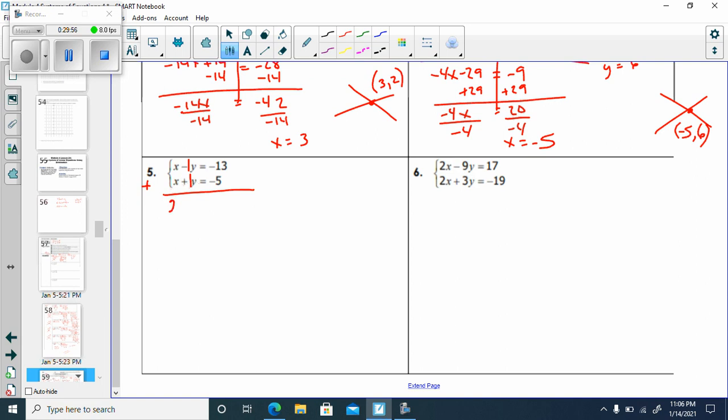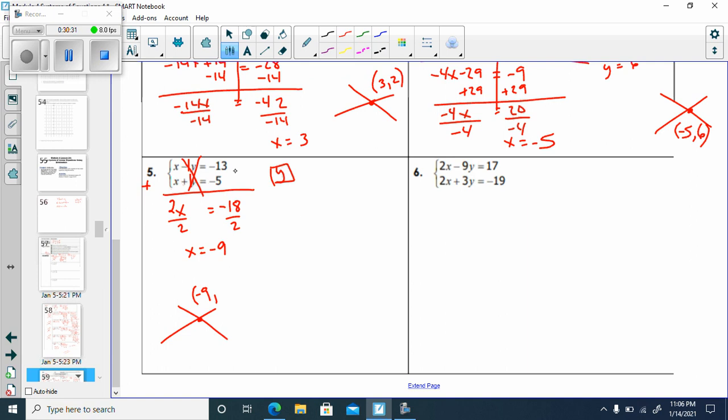X plus X is 2X. Negative 1Y plus positive Y gives you 0. Negative 13 plus negative 5 gives you negative 18. Let's divide both sides by 2, and X is equal to negative 9. Okay, now how do we find our Y? Plug it into either equation. Plug in our X. Remember, we're looking where the two lines intersect. Our X is negative 9.